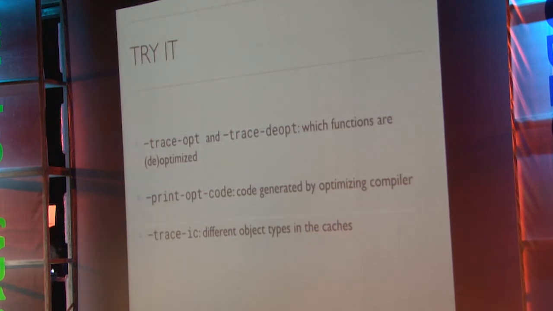And later you might see de-optimizing function add because, and then there's some reason, for example, the input didn't fit the cache. You can also print the machine code if you want to see that, and you can trace the ICs. Those are these little caches associated with every call site.